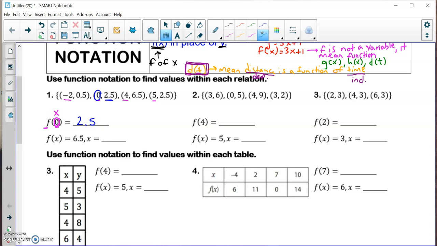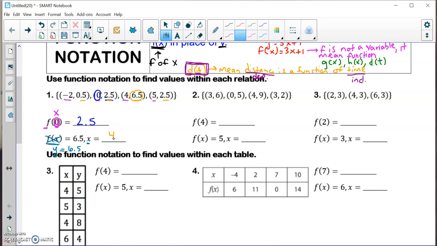Now, in the second part, it says f of x, which again, f of x is just a fancy way of writing y. So this is essentially saying y is equal to 6.5, and we want to find the x value that is paired with the y value of 6.5. So looking at my y values now, I'm going to find the y value of 6.5, which is this one here, and my x value that's paired with that is an x value of 4.